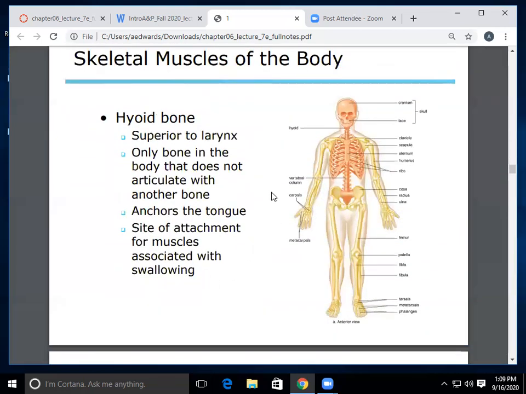Okay, that hyoid bone, remember I mentioned that earlier, superior to the larynx in your throat. It's the only bone that doesn't articulate with another bone. It's actually anchored to your tongue, and it serves as a site of attachment for the muscles associated with swallowing.